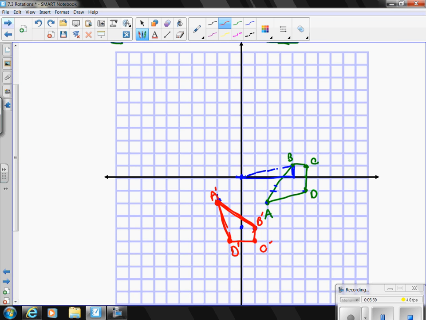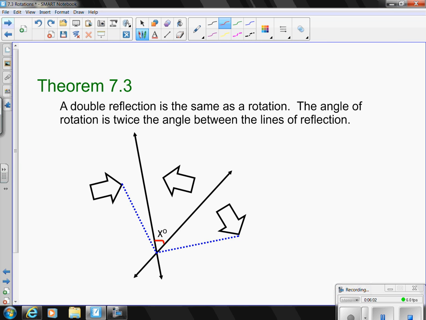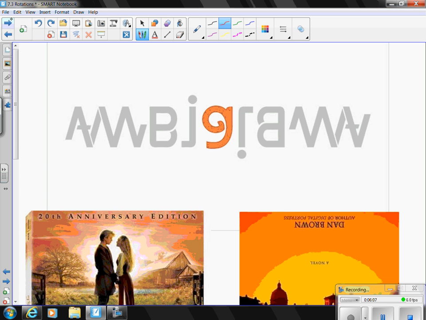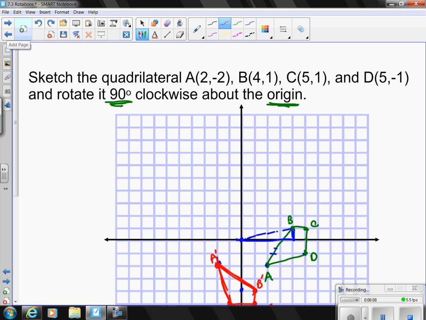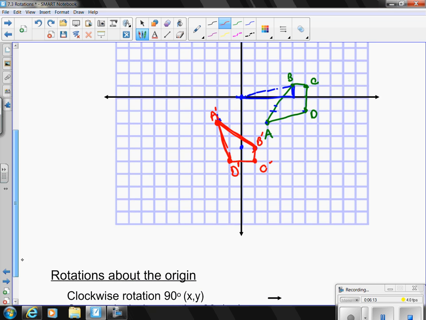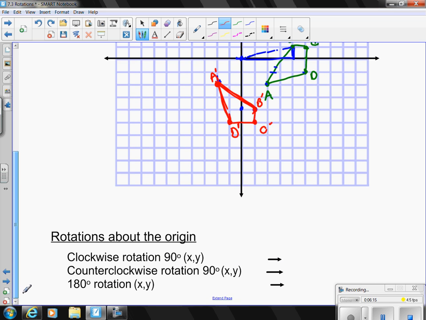I might come back to this in a second. Let's see what my next page shows. Sorry about that. Notice, yeah, here it is. I knew it was somewhere.